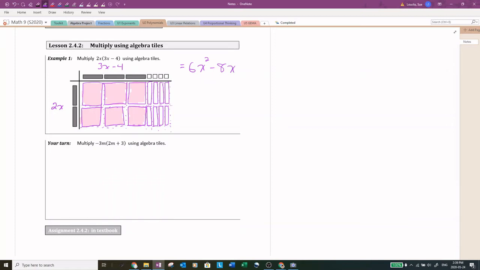Let's do this, your turn, right? So you can pause the video and do this using algebra tiles, and then come back and see if you got it right.